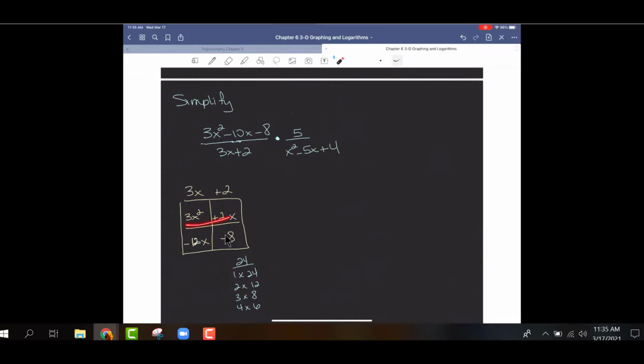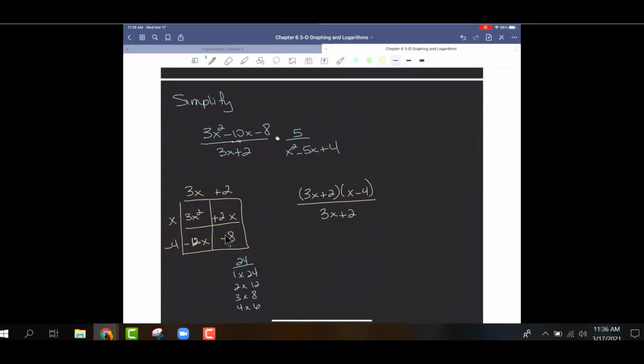Going horizontally, this one's going to give me an x, and this one's going to give me a -4. Right? This is all a little refresher for all of you. Everybody's good with these? All right. So this numerator, I can rewrite that as 3x plus 2 and x minus 4. When I look at this denominator, can I factor that at all? No. So I'm going to write that as 3x plus 2.